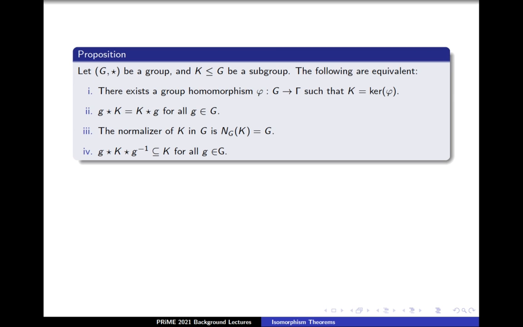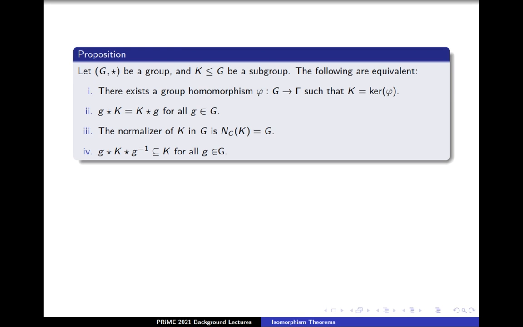Then we have the following proposition. Let G with operation star be a group, and K be a subgroup of G. Then the following statements are equivalent. One, there exists a group homomorphism phi from G to gamma, such that K is equal to the kernel of phi. Second, g star K is equal to K star g for all little g in capital G. So this says that the left and right cosets are the same.